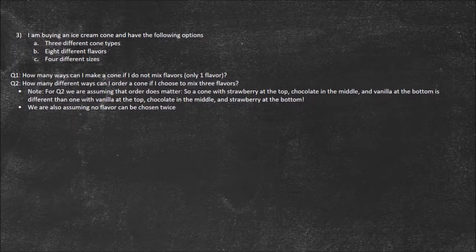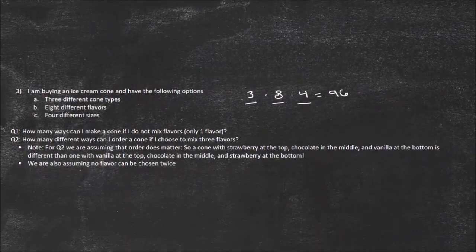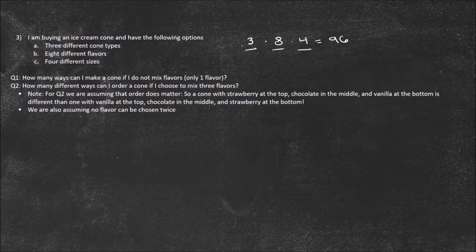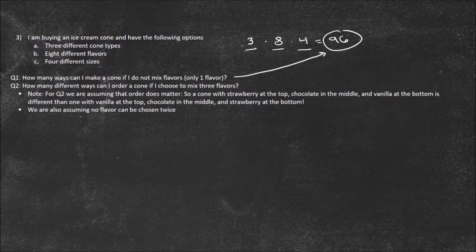If I only have one flavor, I can just use the standard product principle. I have cone type, flavor, and then size. I have 3 options for cone type, 8 options for flavor, and 4 options for size. I'm going to multiply those together, and 3 times 8 is 24. 24 times 4 is 96, I think, right? Wasn't that my exam? Oh, no, 98 was the last one. Okay, so close to the last one, but not quite the same. So number 1 is 96. There are 96 different ways that I could make a cone, assuming I don't mix flavors.